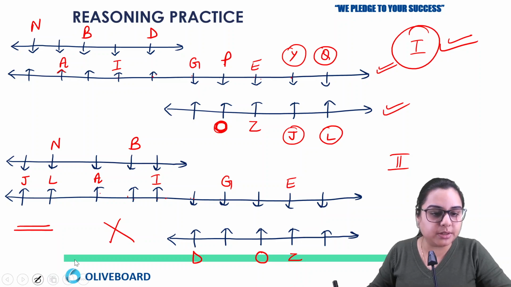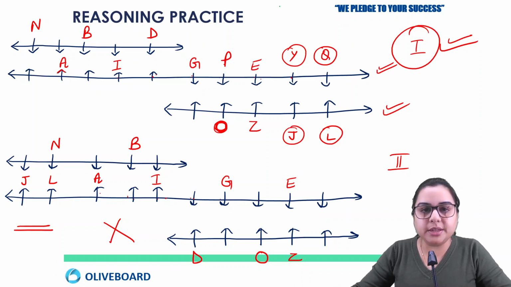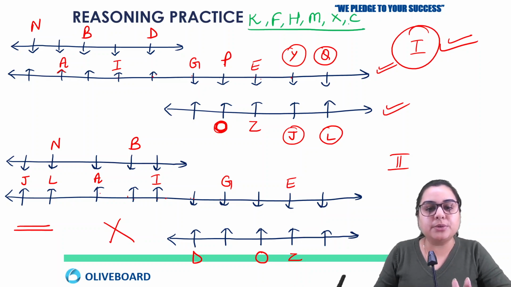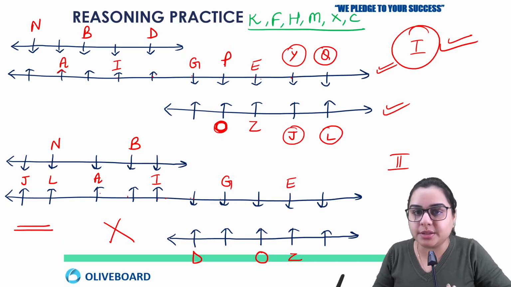I'm going to change the color of the ink. So what are the names we are left with? Just see the pic of the question. It is K that you have not yet solved. Okay, it is F, I think H, yeah, it is M, then it is X and it is C. So these are the 5 names and you are left with 5 positions in your question.